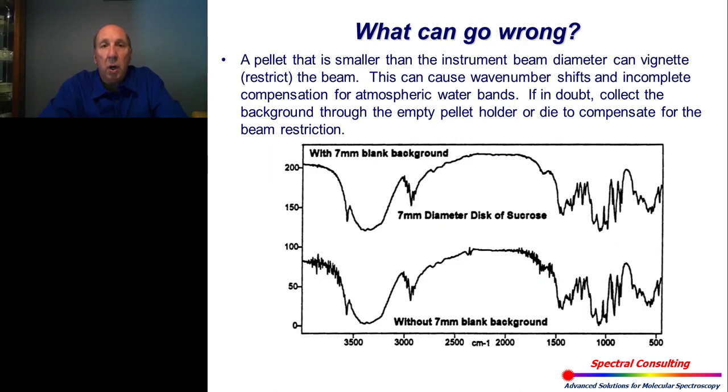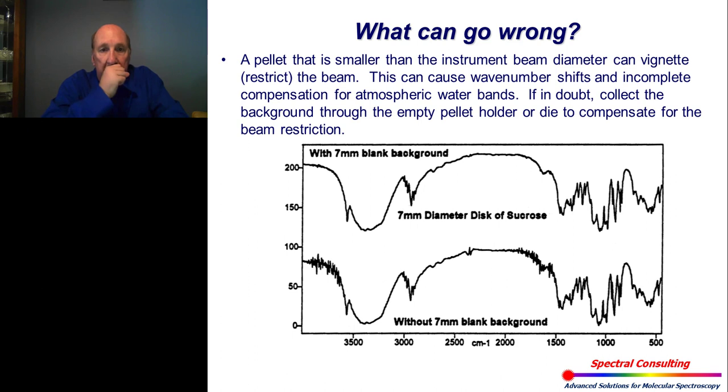So one thing that can go wrong is if you don't collect your background spectrum through the blank pellet holder, you can get what's called vignetting, or restriction of the beam. And that can cause wave number shifts or incomplete compensation for the atmospheric water band. So when you see the bottom spectrum here in this figure, you see a lot of activity up above 3,500, and again around 1,700. And then there's also some stuff occurring right around 2,250. That's because you're not getting good compensation for the water and CO2 that's naturally in the atmosphere.